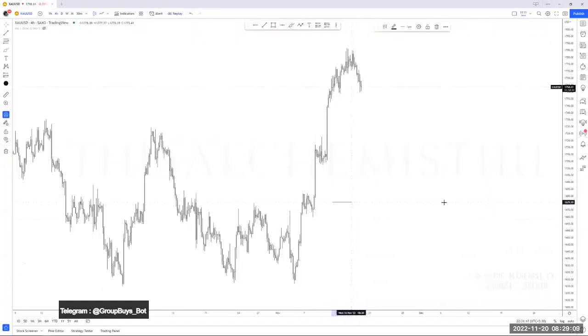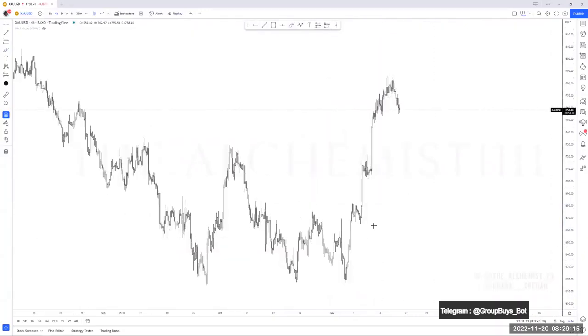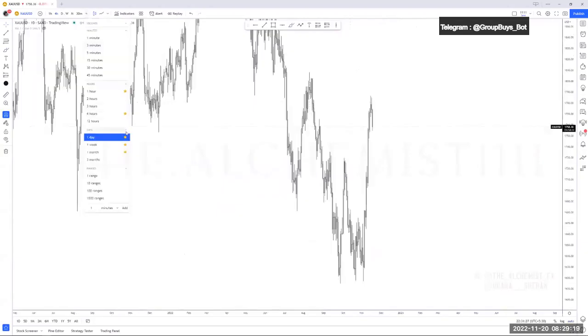It has to close below that level, and one or two time frames lower, you have to get a breakout structure. Now I'll tell you what are the strong levels, the strong support and resistance levels.